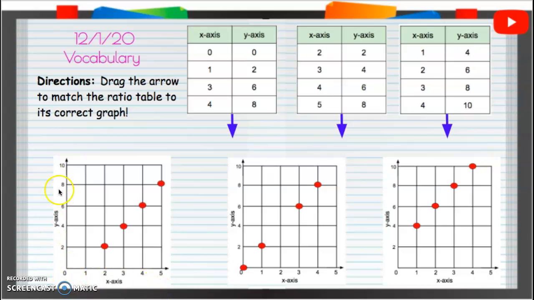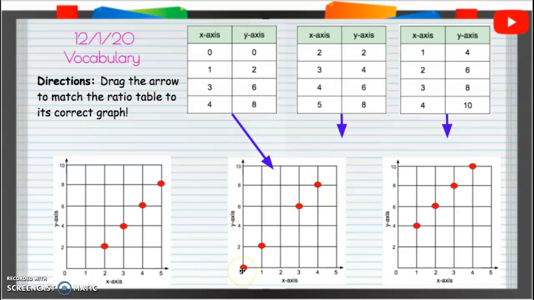All right, so we have our x-axis and our y-axis. So the first table we have is 0 and 0. So the coordinate would be 0, 0. Ooh, we know that the coordinate that's 0, 0 is the origin. Does this one have a point at 0, 0? No. Does this one have a point at 0, 0? Yes. Does this one have a point at 0, 0? No. So the only answer for this first graph is going to be this one.